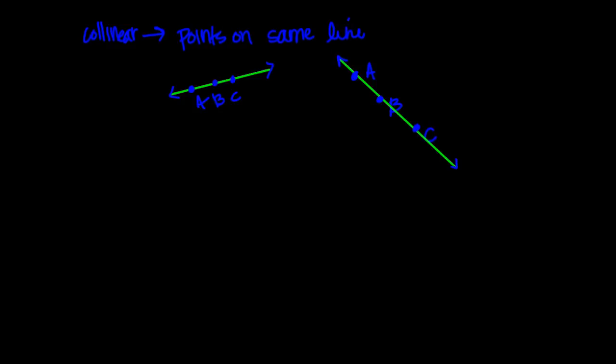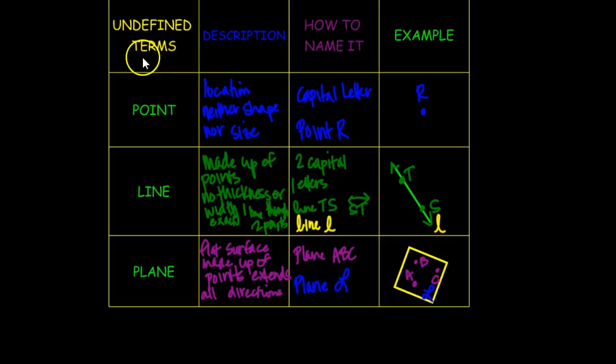Coplanar, guess what that means? Yeah, same plane. So coplanar means that they lie in the same plane. So back to my example over here. These 3 points are coplanar. They lie in the same plane. If I had a point out here, like point R, it would not be coplanar with A, B, and C. It is in a different plane, it is outside of that plane.